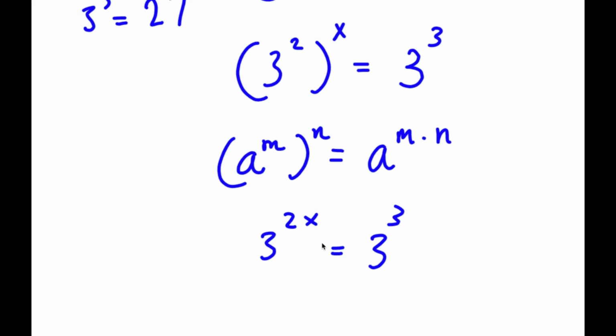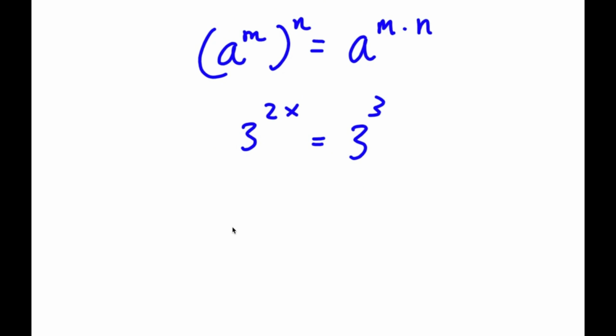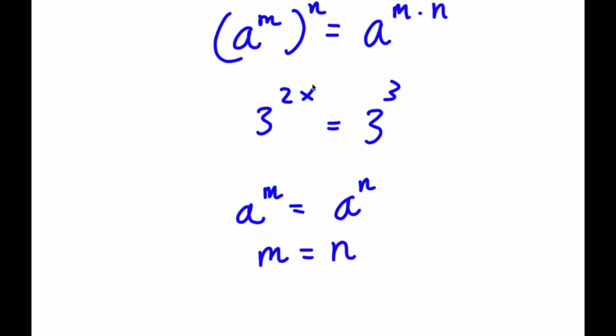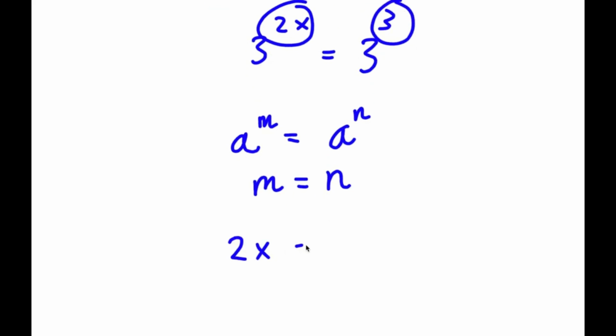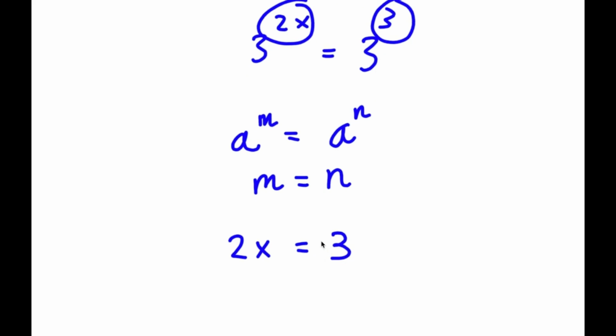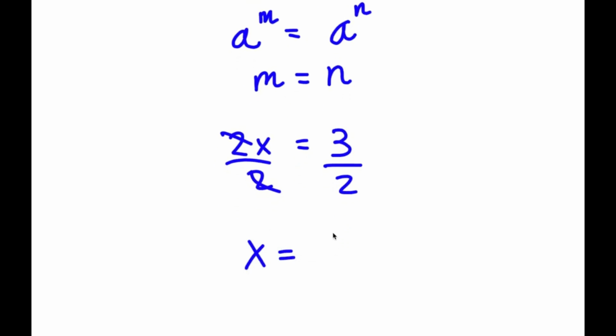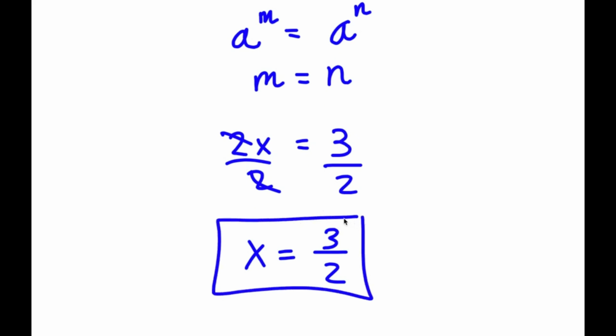Now, if I have something in the form a to the power of m is equal to a to the power of n, this means that m is equal to n. So in this case, these two exponents equal each other, so 2x is equal to 3. Now to solve this equation, all I have to do is divide both sides by 2, these two cancel out, and I'll have x is equal to 3 over 2. So this is my answer.